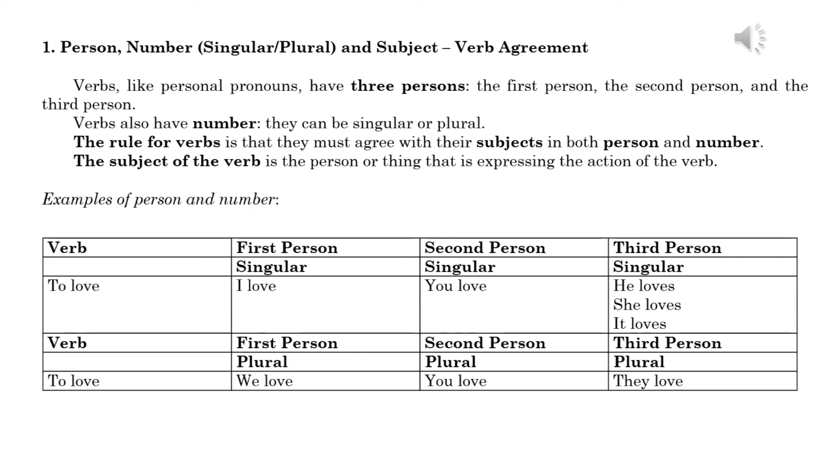Examples of person and number. Verb, to love. First person singular, I love. Second person singular, you love. Third person singular, he loves, she loves, it loves. Verb, to love. First person plural, we love. Second person plural, you love. Third person plural, they love.